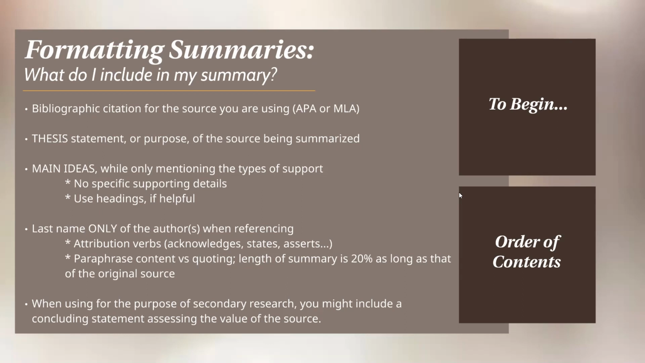Also consider this: the length of your summary should be only 20% as long as that of the original source. So keep that in mind as you're writing. You really want to try to stay as concise as possible. So that's why it's really great to paraphrase your content. Also, if you're using a summary for the purpose of secondary research, you might also include a concluding statement at the end of your summary assessing the value of the source.